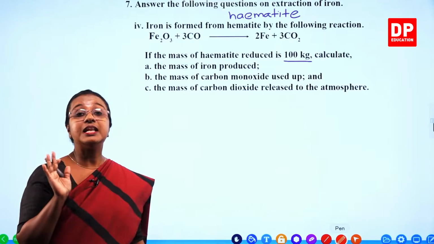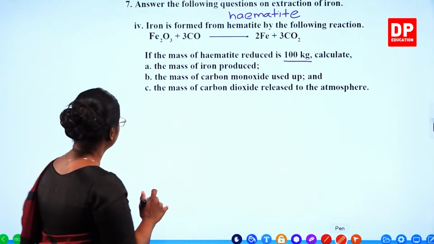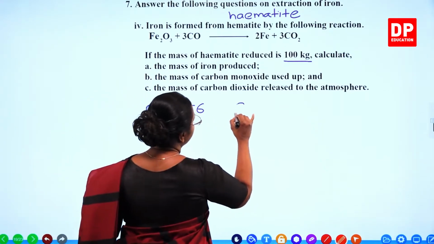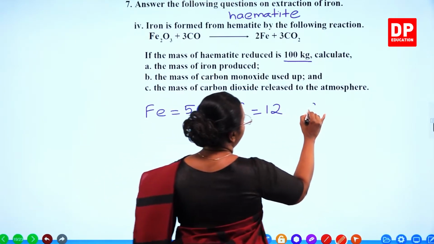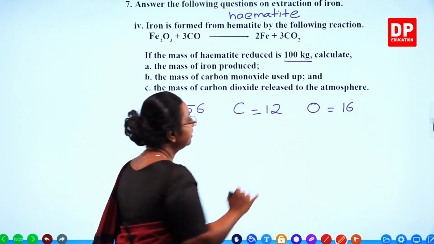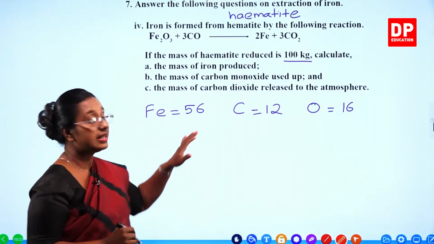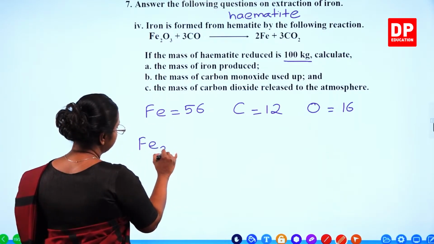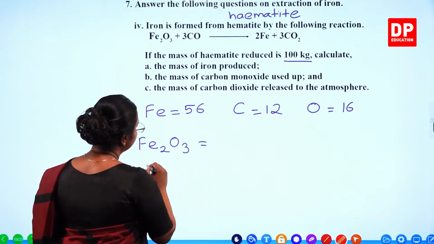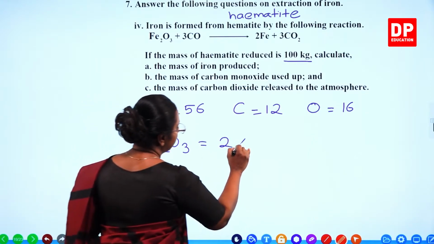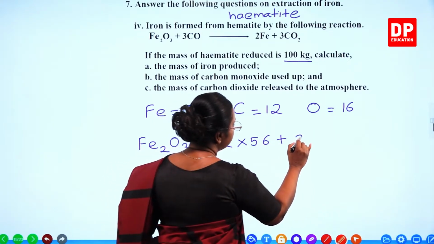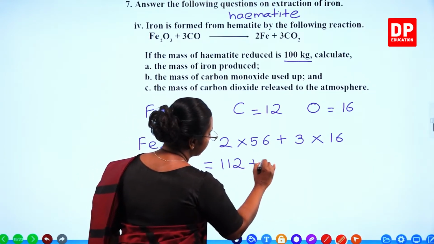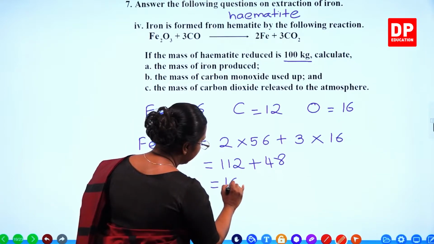In your textbook, the relative atomic masses are given, so I am sure you know those values. Iron is 56, then carbon 12, oxygen 60. Those are the relative atomic masses of these elements. So using that, we can calculate the relative atomic mass of hematite, Fe2O3. How do we do that? We have 2 atoms of iron into 56 plus 3 oxygen into 60. So you will get this as 112 plus 48. That is going to be 160.